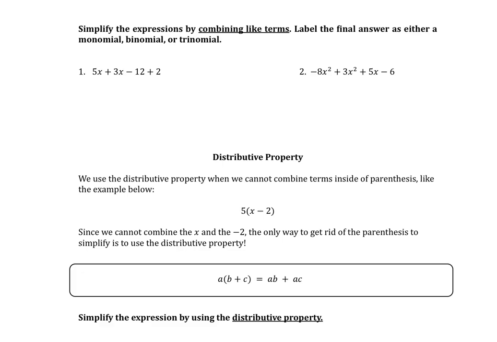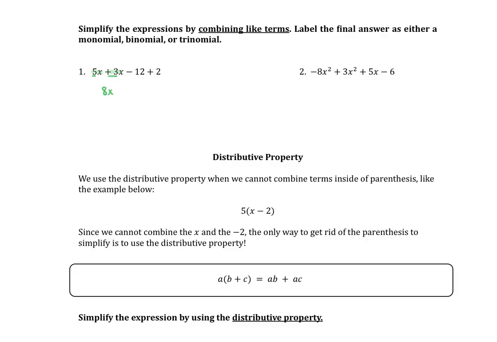Okay, now that we've talked about what like terms are, we're going to actually simplify an expression by combining the like terms together. Then we're going to label the answer as what type of polynomial it is. So looking at number 1, I see a 5x and I see a +3x. Both of those are like terms because they both have an x. So if I combine those together, all I'm basically doing is adding the coefficients. So 5 plus 3 gives me 8, and I keep my x the same.